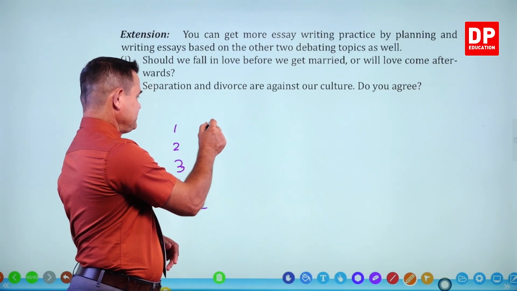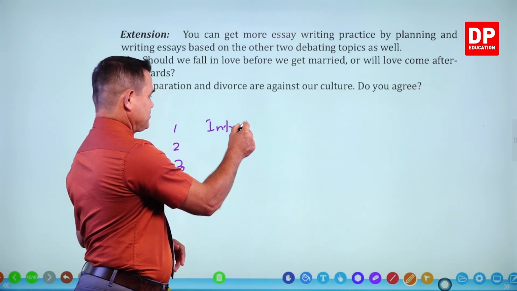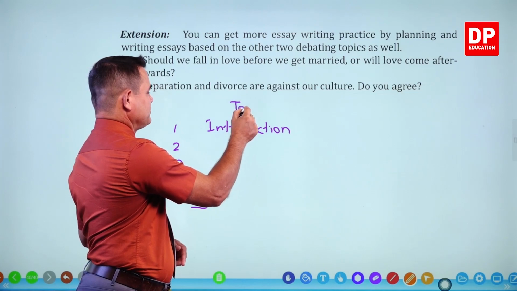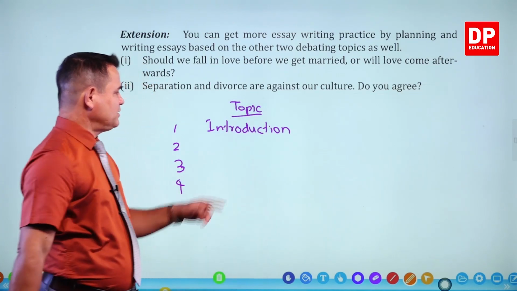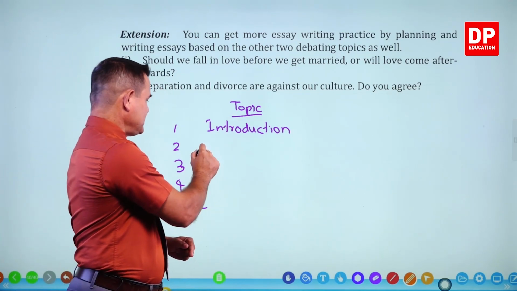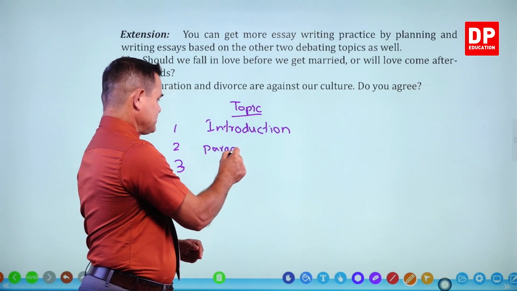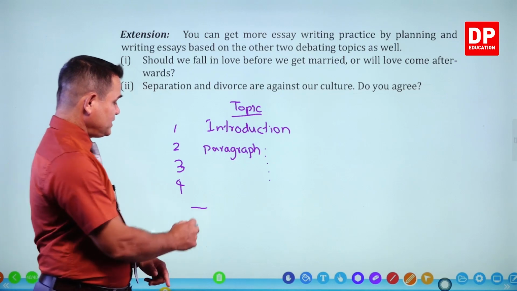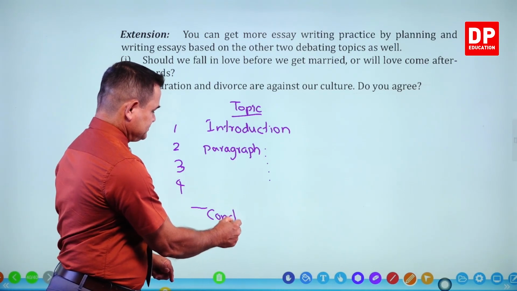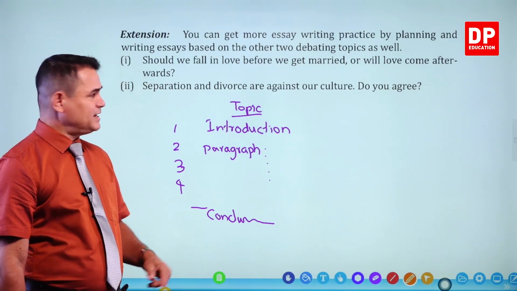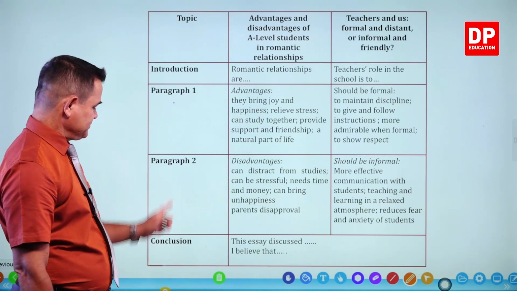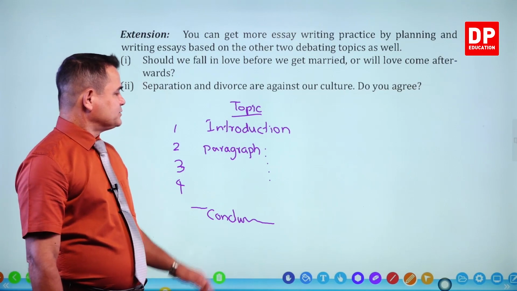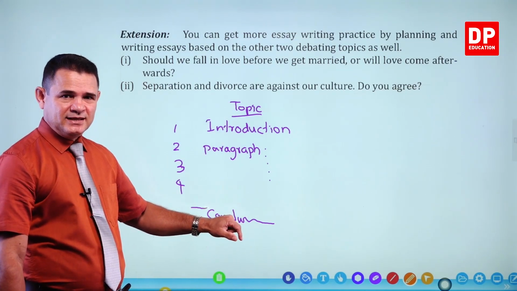First the introduction, with the topic on the top, introducing the topic. Then the paragraphs, there can be several, 2, 3, 4, and then finally the conclusion. You should have this order in your essay.